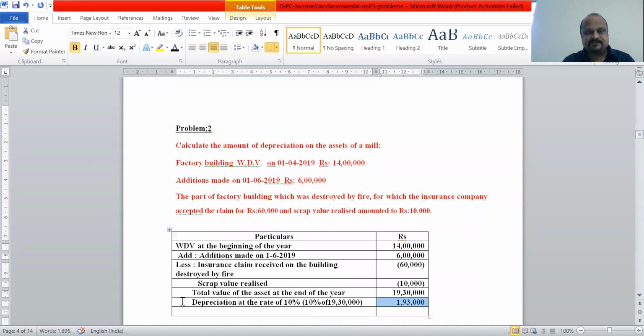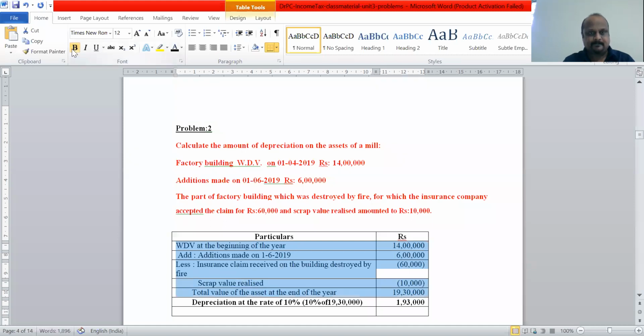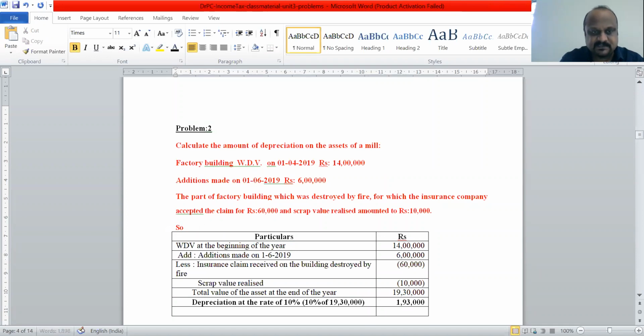So the answer is depreciation at the rate of 10% of 19,30,000. This is the solution. So here we have to only find the depreciation, nothing else. So this is how depreciation is found.